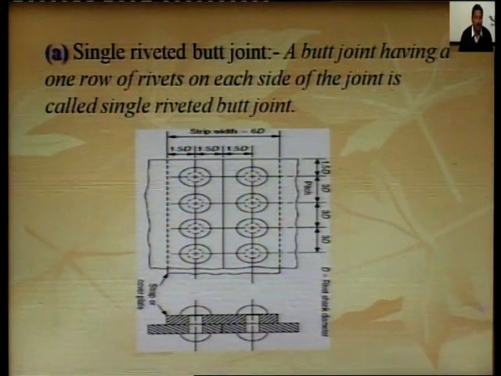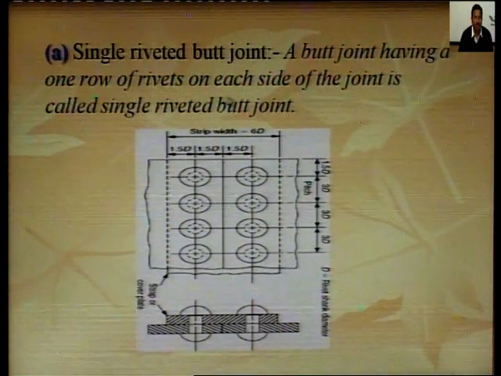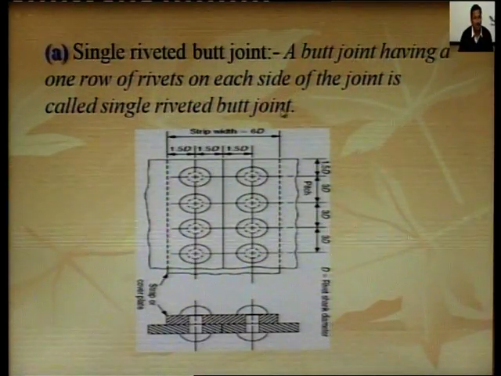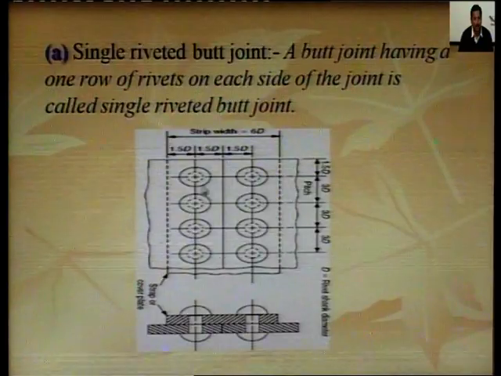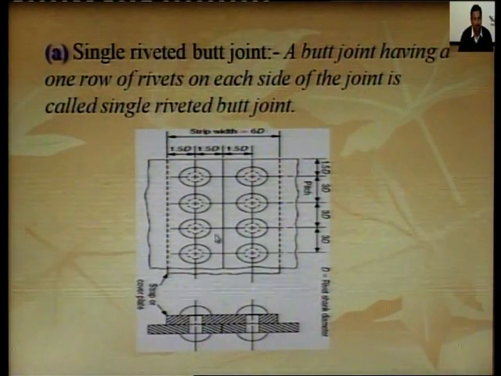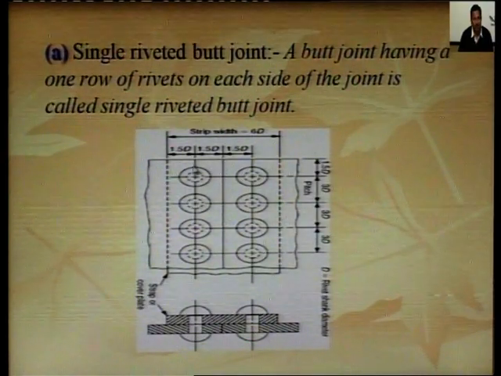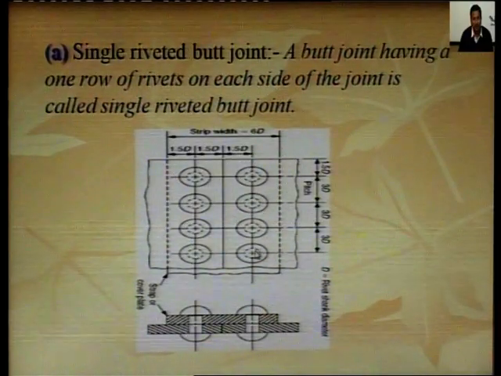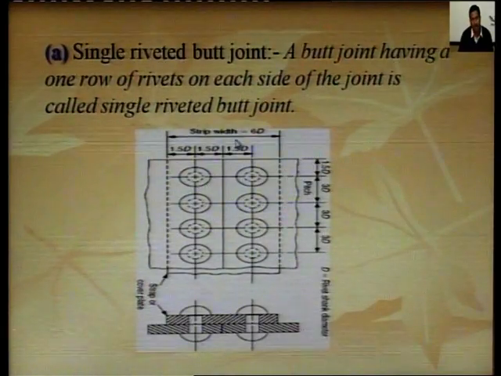Single riveted butt joint: a butt joint having one row of rivets on each side of the joint is called a single riveted butt joint. So, here is the butt joint. These are the members butt against each other at this point. So, this is the joint. A single riveted butt joint consists of one row of rivets on this side and one row of rivets on this side. So, this type of joint is called a single riveted butt joint.